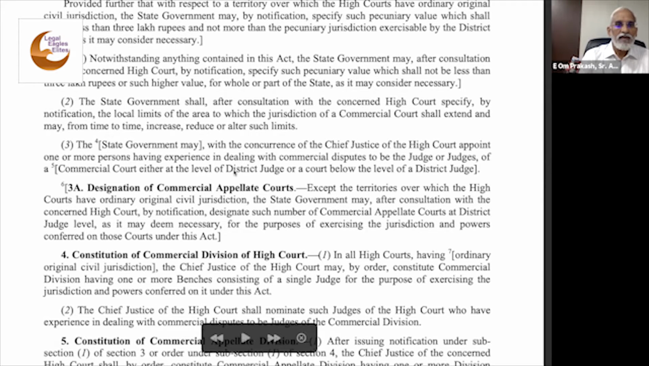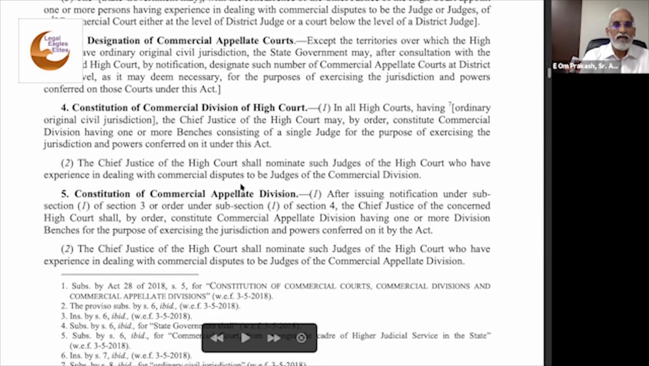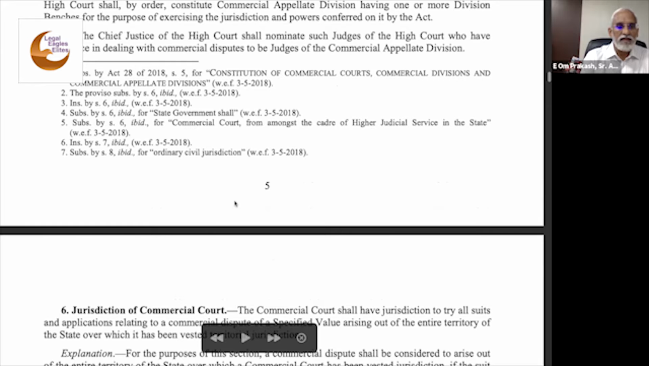So in cases of commercial division of High Court, that administrative power is in fact vested with the Chief Justice of the High Court. He has the power to constitute a commercial division at the High Court consisting of a single judge for the purpose of exercising the jurisdiction. Likewise, in the constitution of the commercial appellate division, the Chief Justice of the Honorable High Court will have the same power to constitute a commercial appellate division having one or more benches, which apparently will be a division bench headed by a judge. Then, as I said, 6 and 7 speak about jurisdiction vesting.